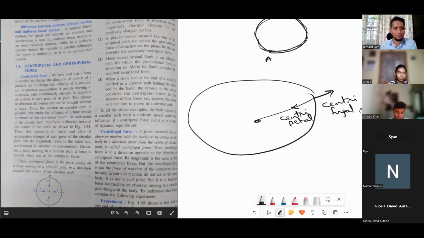Centripetal or centripetal, whatever. So these two forces are acting in opposite directions, and that's what holds the stone in position. Now, how can I increase the centrifugal force? The outward force. Increase the speed, right? The faster I move my hand, the stone is going to go away, right? I'm going to get a bigger radius. That stone is going to go away. So the faster I rotate, the more centrifugal force I'll have.